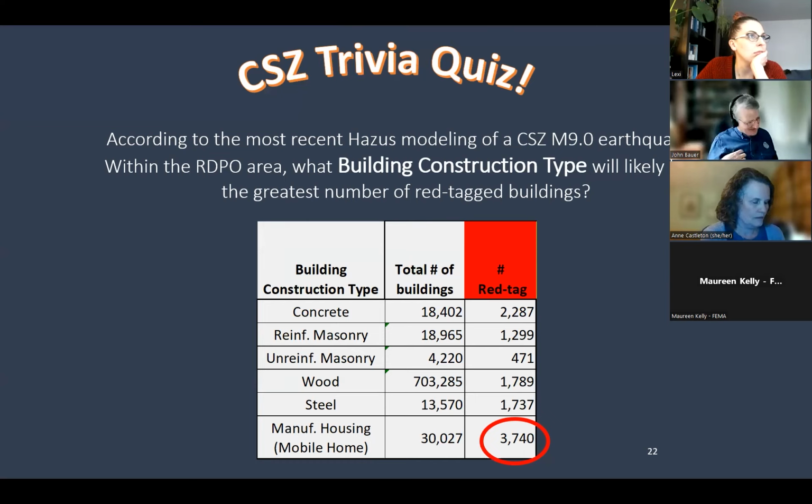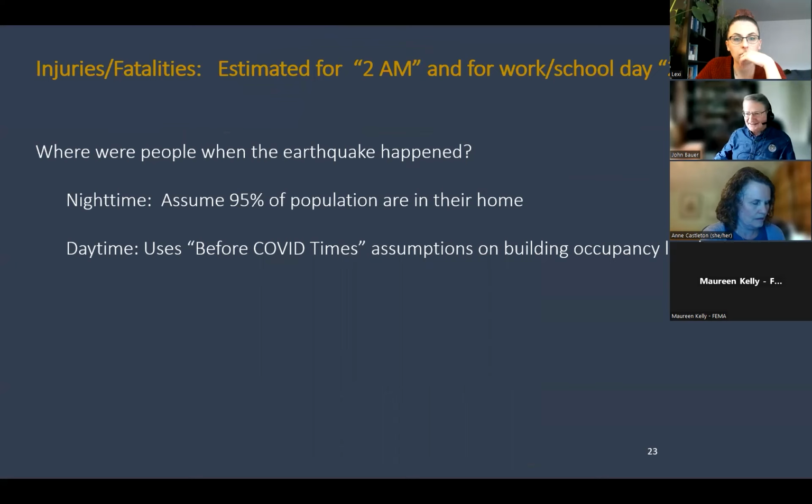Also, injuries and fatalities. There are two scenarios here, and back to that wood frame. Remember, I pointed out the numbers there. There's two scenarios, a 2 a.m. and a 2 p.m. work and school day. And so there, the interesting question is, where are people at nighttime? Most people are in their primary residence, and most of those are wood frame, which are more resilient compared to some of the other structural types.